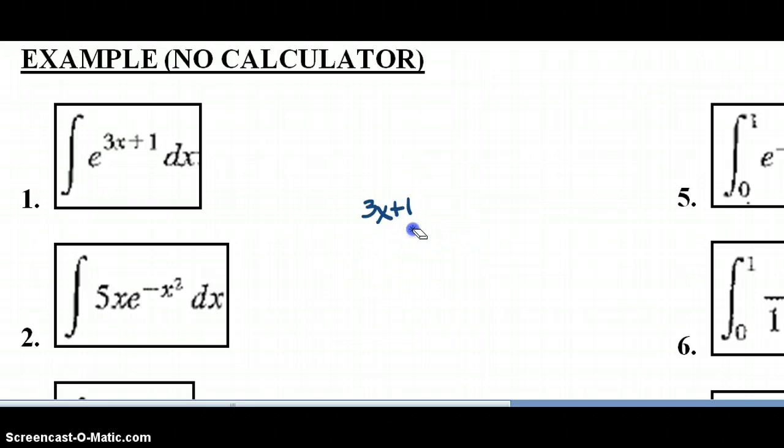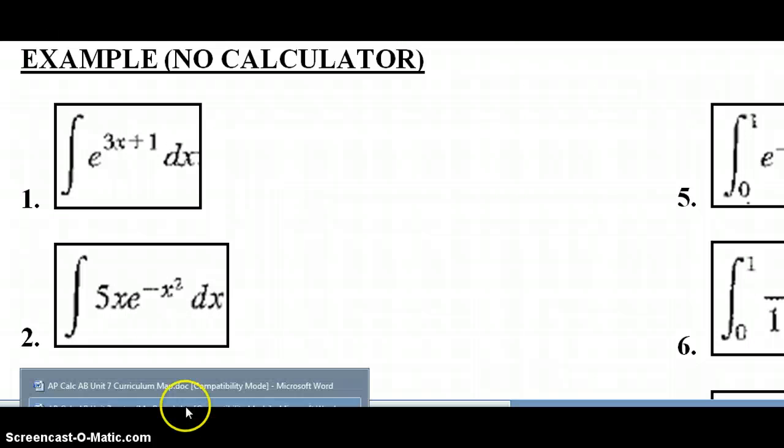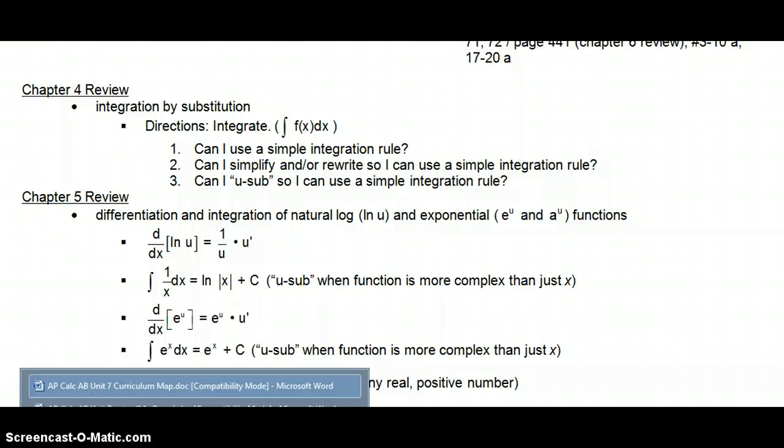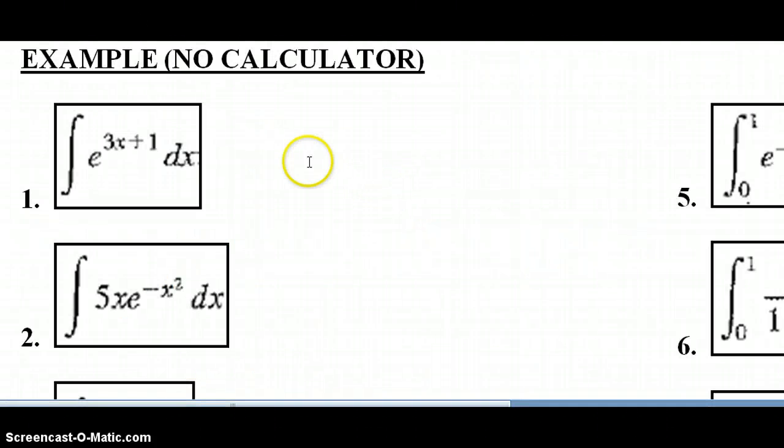And let's do this correctly. So just to reiterate before we go through these examples here, the vast majority of the time we are going to use a u sub because our function is more complex than just x. And what makes it kind of nice and easy once you get the hang of it is that more often than not, what e is raised to, that function that e is raised to ends up being our u.